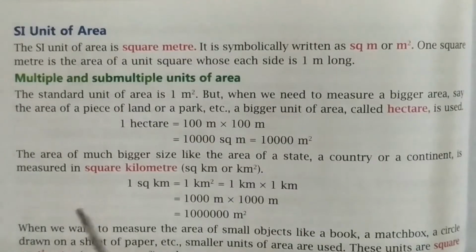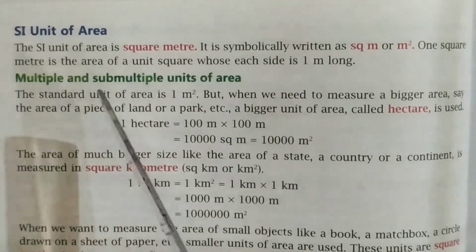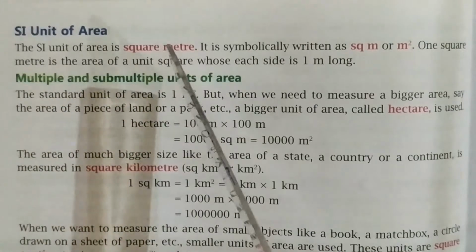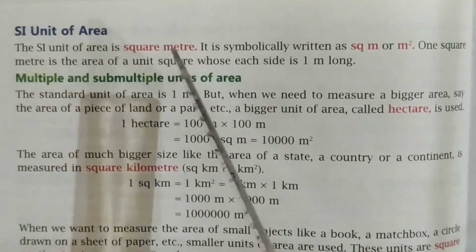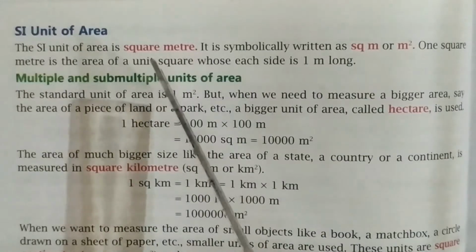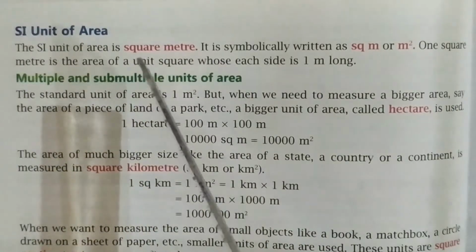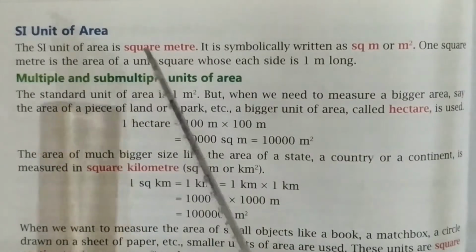Next we have the unit of surface area. So what will be the SI unit? A square meter. So how can we prove that it is square meter? Because length is multiplied by breadth. So we have meter squared.